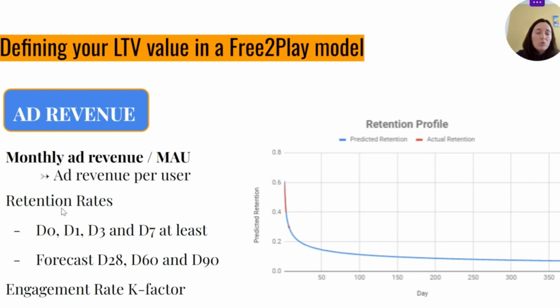This means we need to take into account the retention rates at day 0, the day from the install, the day that the user acquired the product, at day 1, day 3, day 7, to start forecasting what will be the retention rate at day 28, day 60, day 90, what we call the engagement rate. Let's see this in our spreadsheet.